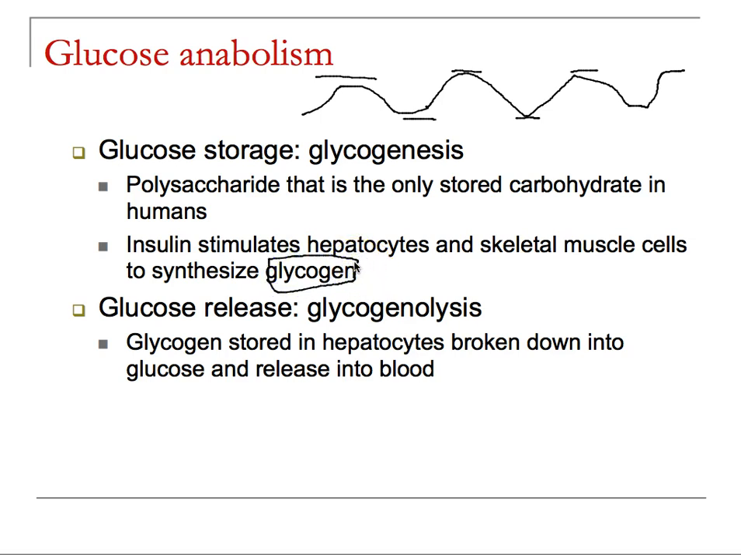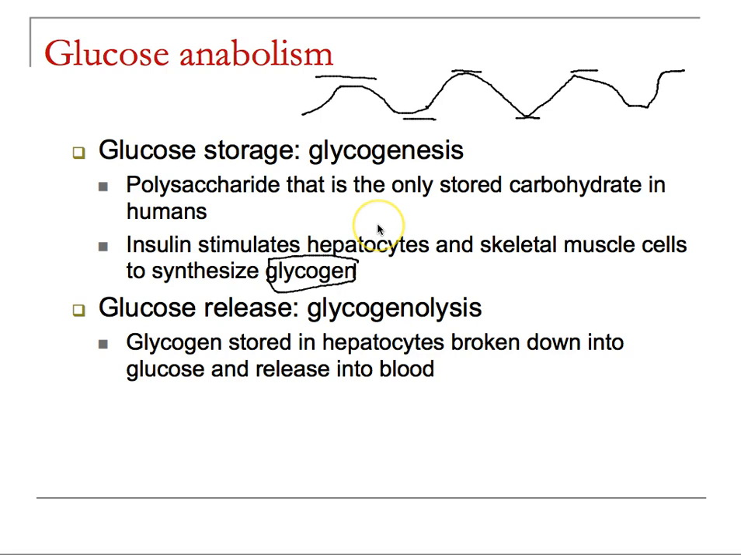That's all there is to it, right? And what that means is that polysaccharide is the only stored carbohydrate inside humans. We don't store cellulose. We definitely don't store starches. Okay? And the reason is insulin is going to stimulate hepatocytes and skeletal muscle cells to store glycogen.